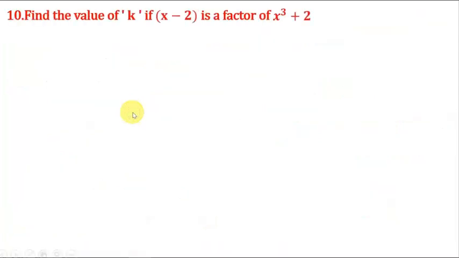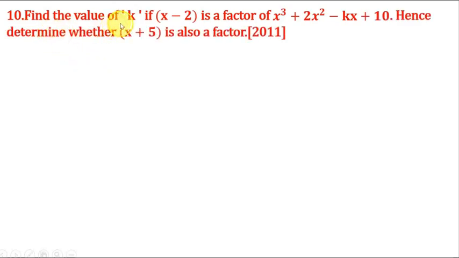Next, question number 10. Find the value of k if x minus 2 is a factor of x cube plus 2x square minus kx plus 10. Hence, determine whether x plus 5 is also a factor. This question is also asked in board examination. Now, as x minus 2 is a factor, therefore the value of the polynomial at x equals 2 is 0.